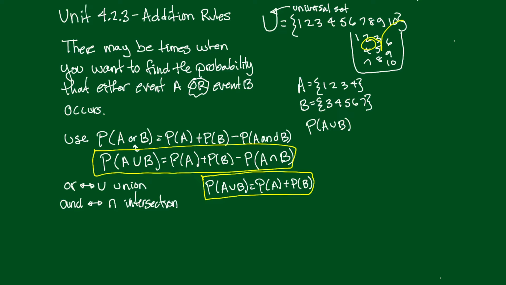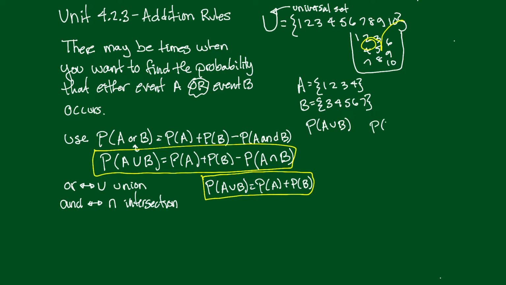Now suppose what we want to do is find the probability that either A occurs or B occurs. Remember, A will occur if the number you pull out is one of these, 1, 2, 3, or 4. B will occur if the number you pull out is one of these. So what's the probability that either A occurs or B occurs? Let's find each one of these individual probabilities.